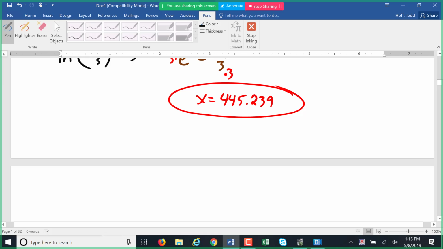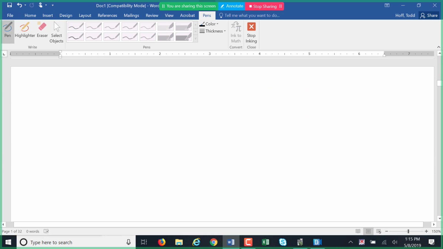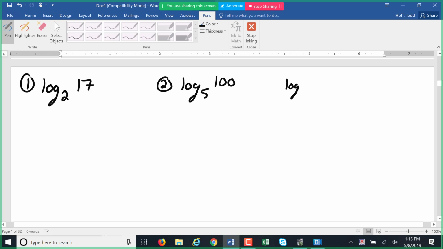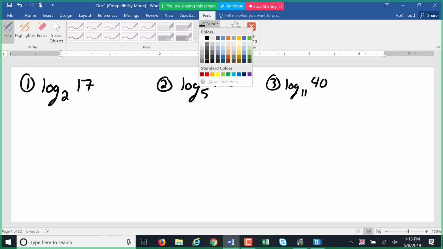Okay. A little bit more calculator work for you. I'm going to give you several examples here. I want you to find log base 2 of 17, log base 5 of 100, log base 11 of 40. Let's do those three first. I'll give you a minute or so.